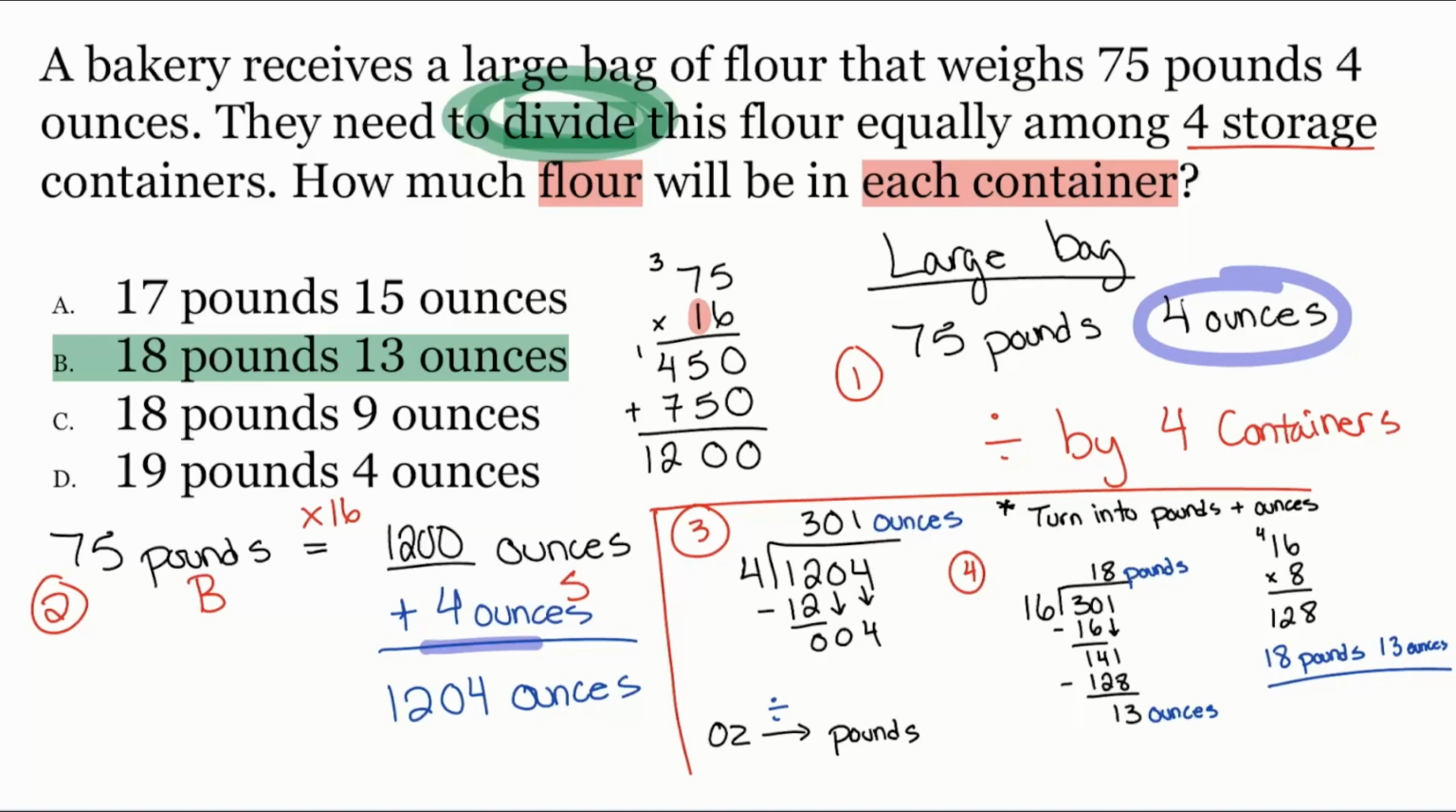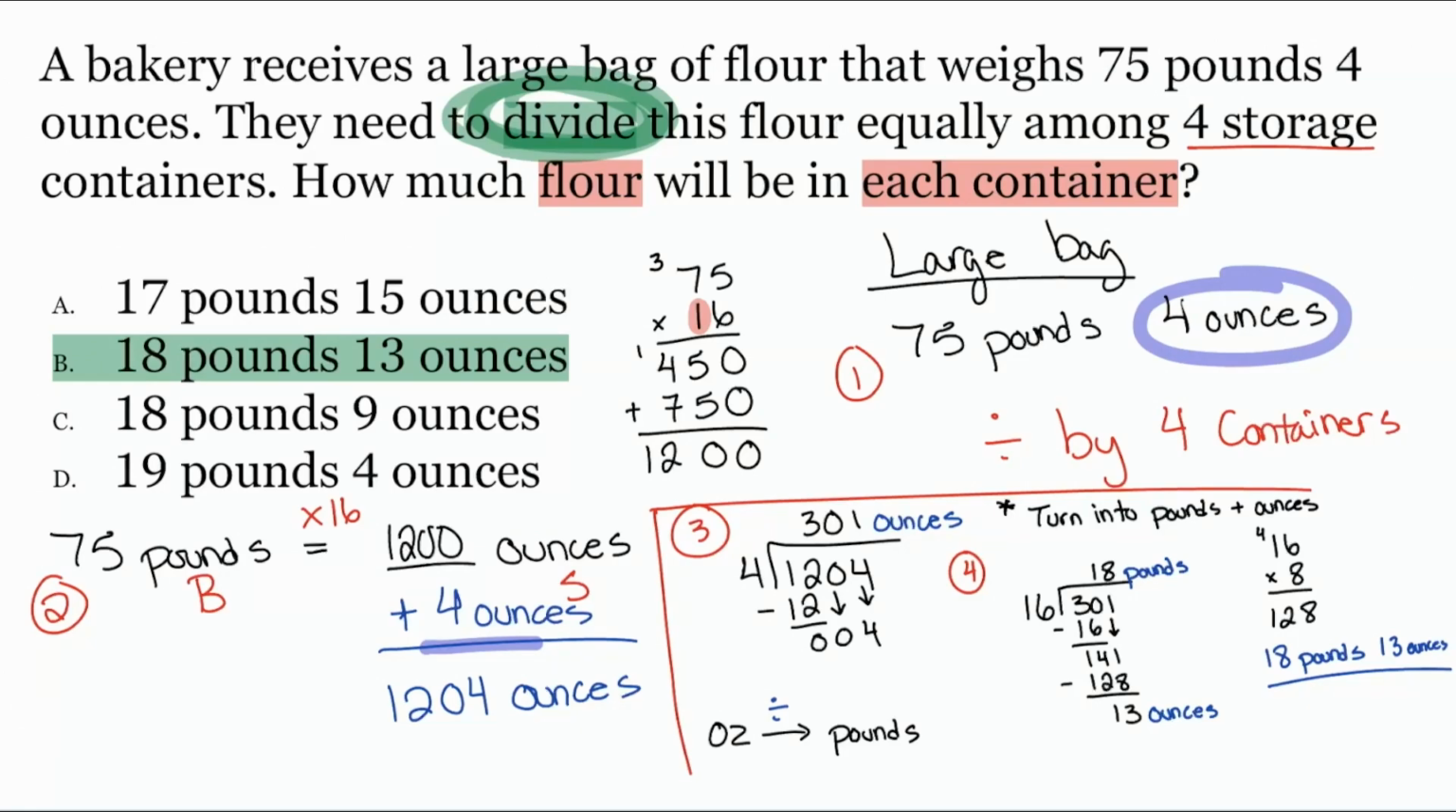Yeah, the process is a little winded, only because I explained every step. But let's go ahead and just reflect on this real quick. What did we have to do? We had 75 pounds, 4 ounces, and we just needed to divide it by 4. That's all we needed to do. And the way that we went about it, it just takes a little while.